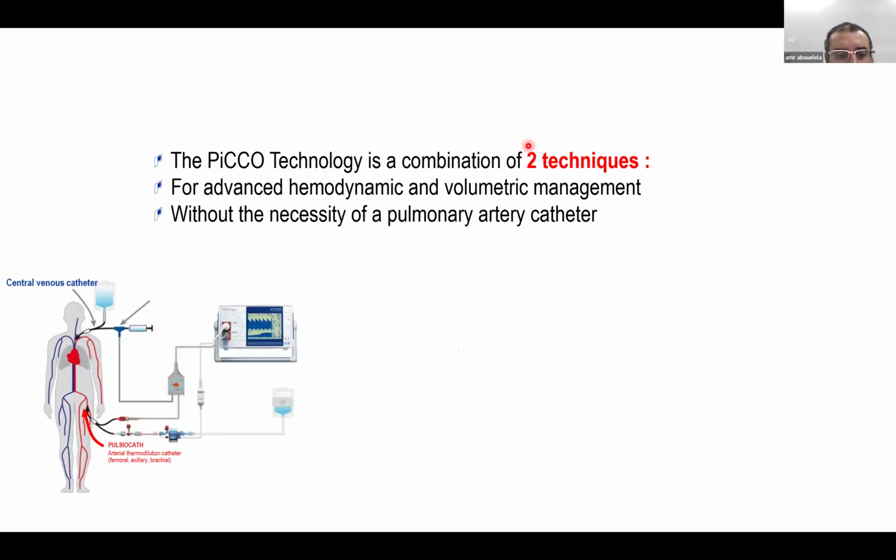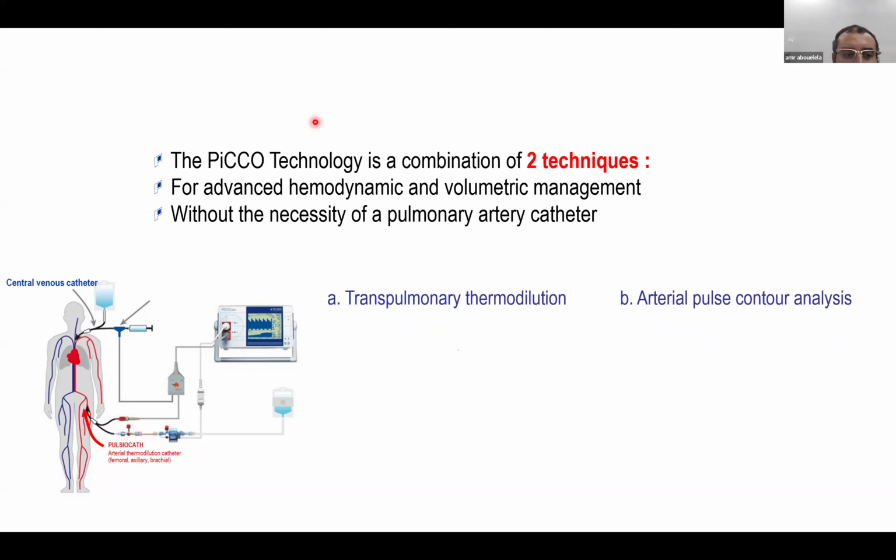The PICO monitor basically consists of two different techniques or two different technologies, which are the pulse contour analysis, or arterial waveform analysis, and the transpulmonary thermodilution. The idea of transpulmonary thermodilution is not new, of course. If you are from the senior or older generation, you will be aware of the Swan-Ganz or pulmonary artery catheter. We are using the same principle of transpulmonary thermodilution.